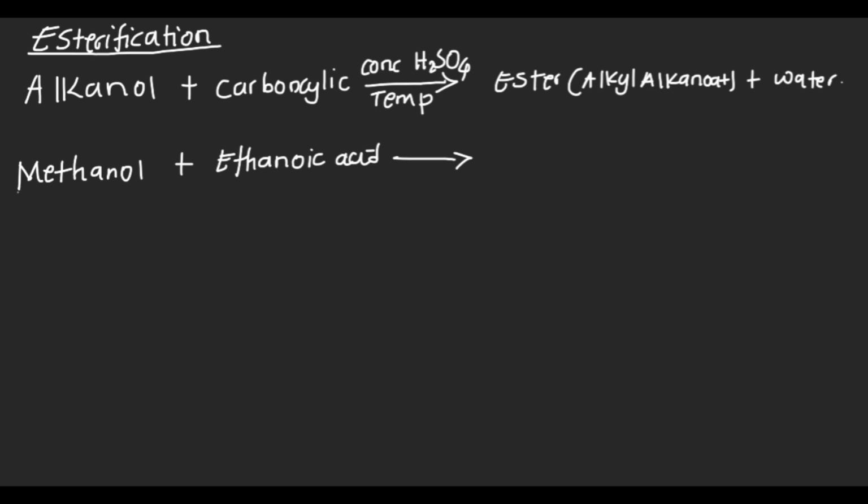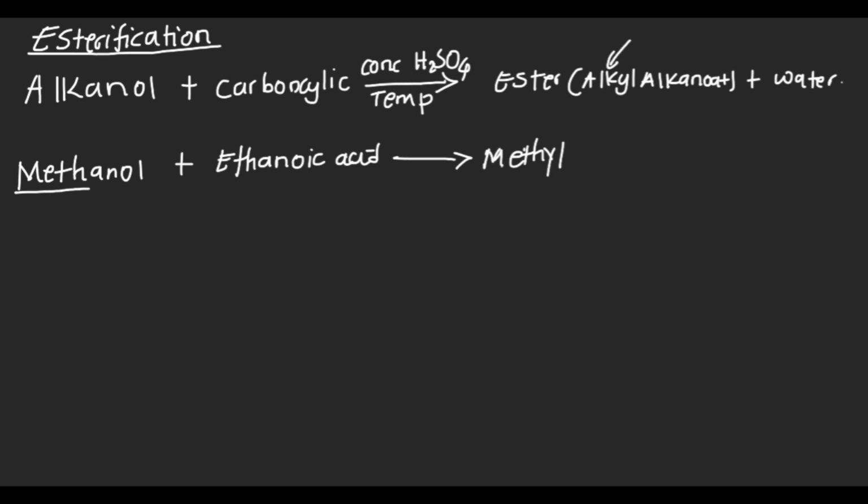So in our case, we need to get the prefix, which is meth. Meth indicates that there is only one carbon in that particular alcohol, so we get meth. Then after you get that prefix, you need to add YL so that it becomes an alkyl. So this is the part here.